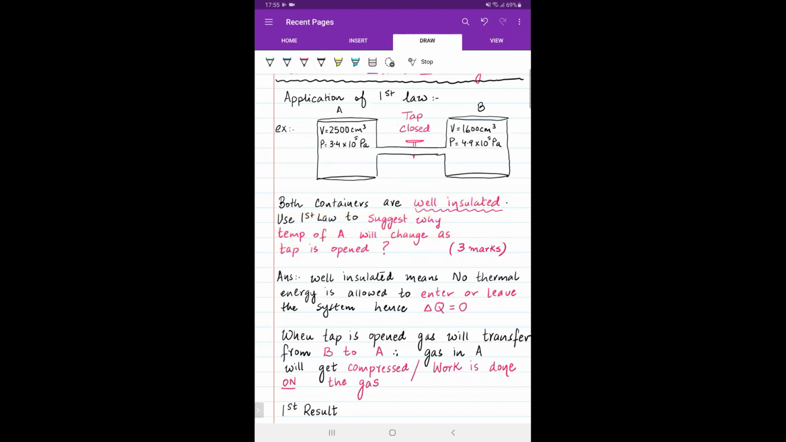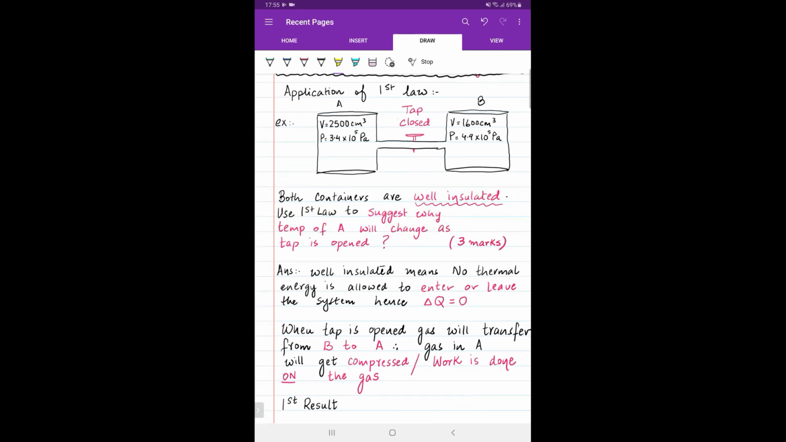So which result do you want to use? We'll discuss that. But first see how to frame the wordings. I'm reading the statements, so correlate the wording of the question with my answer. Your first statement should be: well insulated means no thermal energy is allowed to enter or leave the system. Hence, delta Q is 0. Okay, so that is the first statement.